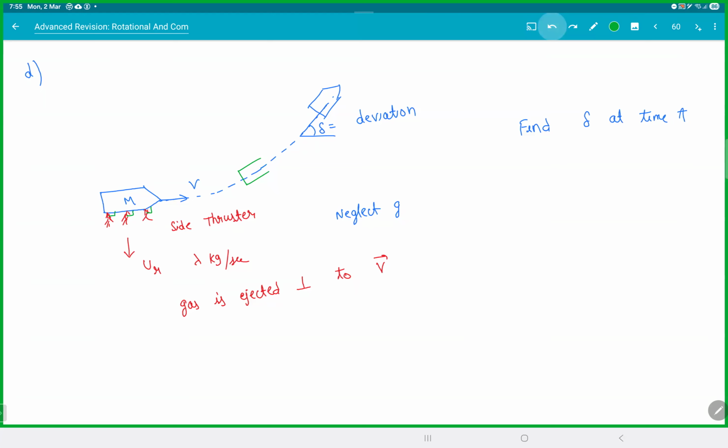Isn't it? Because the moment the rocket bends, even the thrusters are bending, right? They always maintain 90 degrees. So the side thrusters can never increase the speed. They can only change the direction. Clear with this?